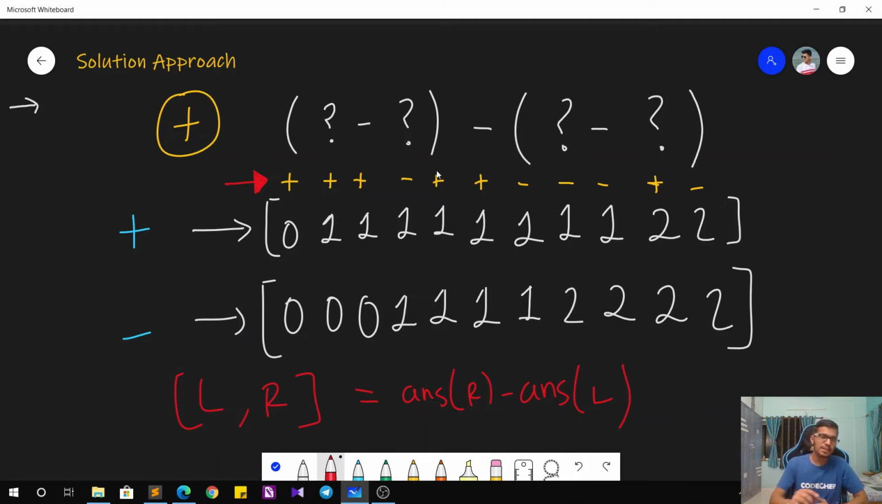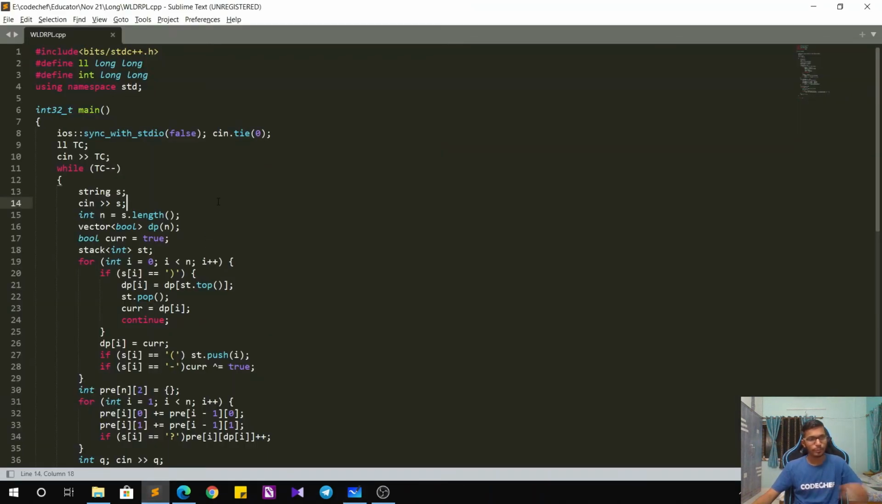You can see in this example, because we have calculated both these arrays, you can try checking for yourself. Take some small substring like this and find the answer. You will see that the answer is 1 minus 0, that is 1. You can also take the whole string as the query and then find the answer. So that is basically the solution approach for this question. It will be more clear once you see the implementation. So the implementation goes as follows.